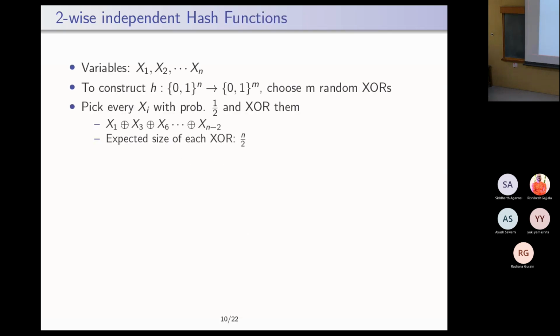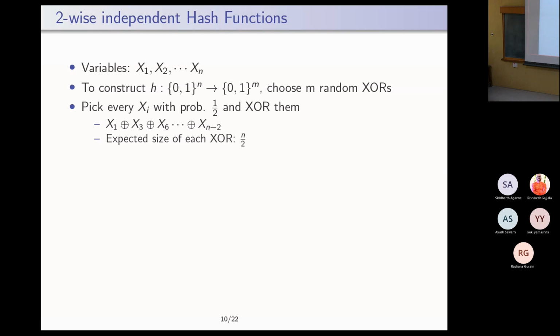And there's a very simple construction of pairwise independent hash functions, and this construction is going to be important for making the connection to model counting efficient. So how do you construct pairwise independent hash functions? One thing is that you can construct these XORs. For deciding any bit of the hash value, you take every xi with probability half and you XOR them. So here, for example, I've chosen x1, x3, x6.